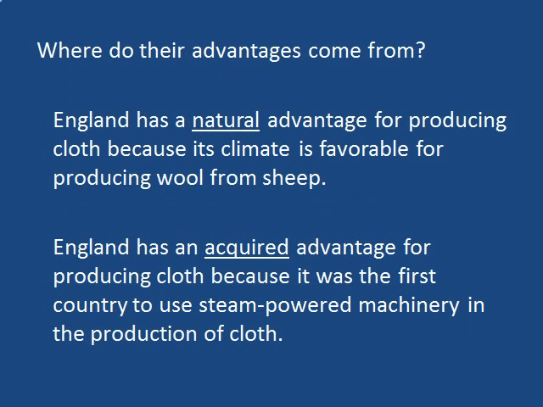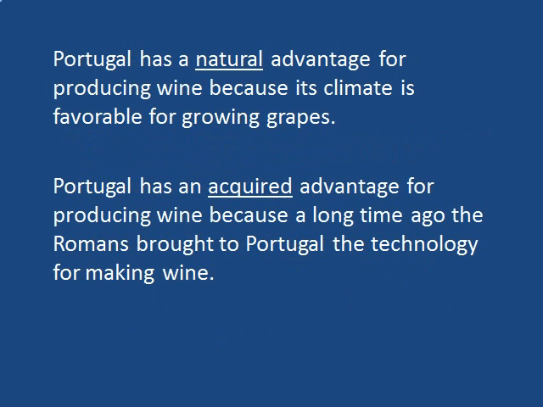Where do their advantages come from? England has a natural advantage for producing cloth because its climate is favorable for producing wool from sheep. England has an acquired advantage for producing cloth because it was the first country to use steam-powered machinery in the production of cloth. Portugal has a natural advantage for producing wine because its climate is favorable for growing grapes. Portugal has an acquired advantage for producing wine because a long time ago the Romans brought to Portugal the technology for making wine.